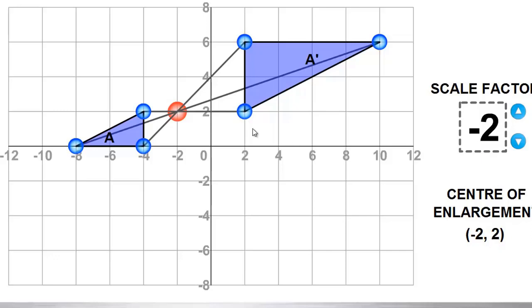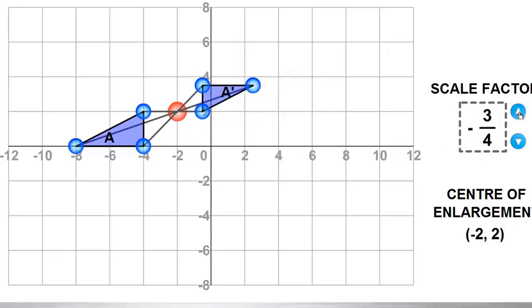So that's the difference. If it is a negative scale factor, it doesn't mean it is smaller. It just means the center of enlargement is between them. So the description would be the object triangle A is enlarged with center of enlargement -2, 2 with a scale factor of 2. How do you find the scale factor? Either take a ruler or just count the boxes. This is 2 divided by this is 1. So that's all. 2 divided by 1 is 2. So that's the scale factor.